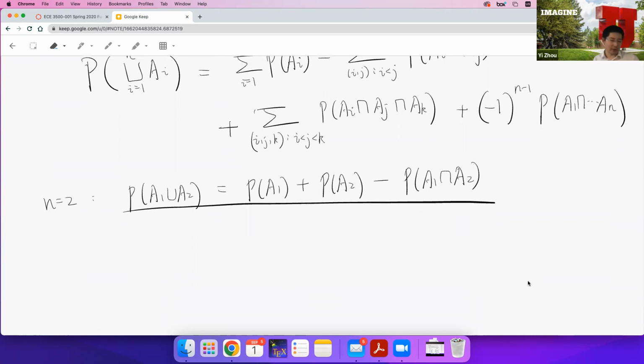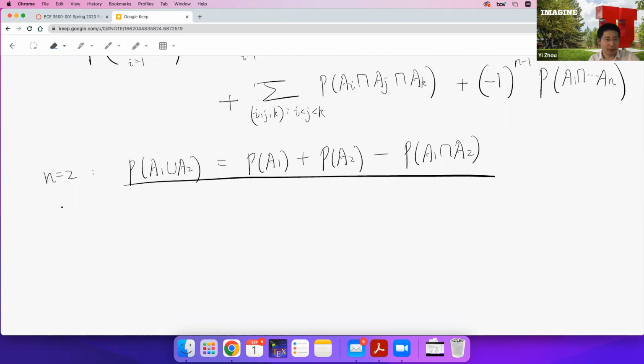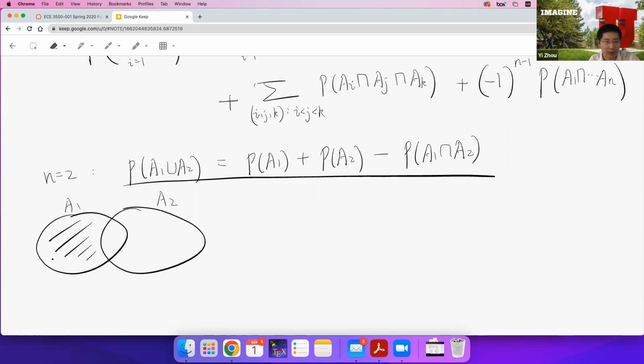But this is a formula that we are familiar with, and the proof is very simple. So we have 2 sets, A1, A2, and let's call this part B1, this part B2, and this part B3. So apparently, we can start from the left-hand side.